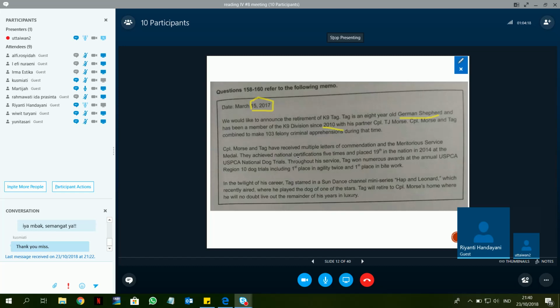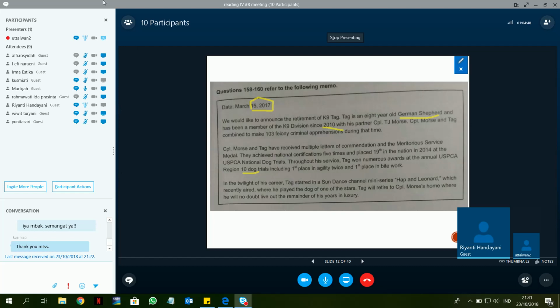first place. Jadi kalau di atas itunya nggak usah di itu ya. First place in agility twice and first place in the backwalk. Oke, ini kan jelas ada kalimatnya, the last sentence of the second paragraph: Region 10 Dog Trials, including first place in agility twice and first place in the tight work.